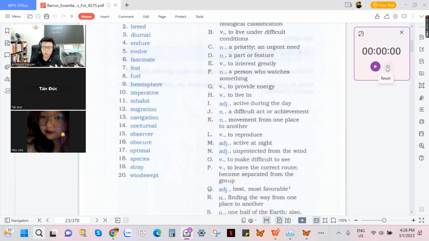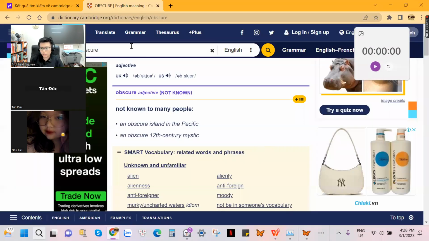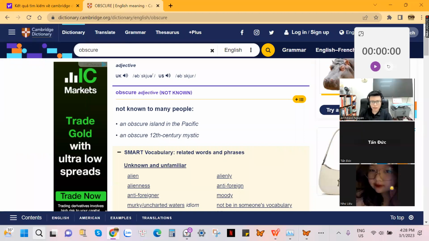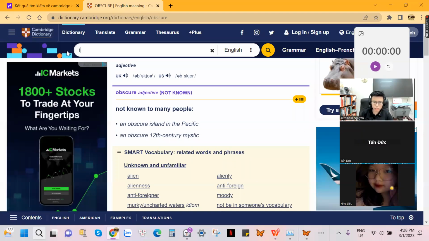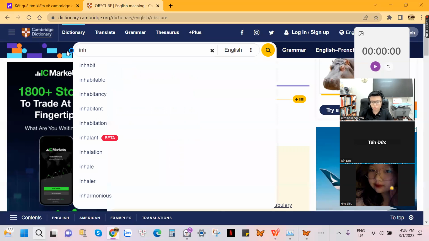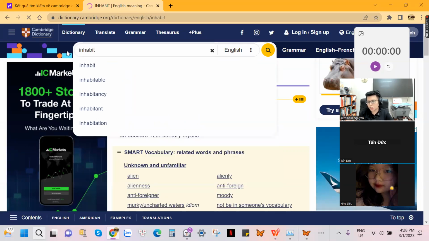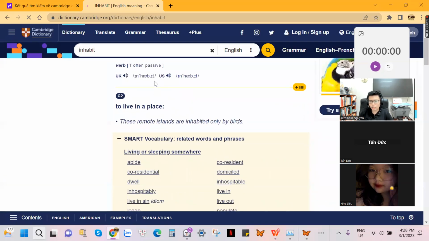You need to speak clearly so that people can catch up on what you are saying. Very good for the word inhabit, but please remember, if you don't know how to use the word inhabit or any kind of word, please try to search for the word's meaning on Cambridge Dictionary. And right here we have the word inhabit.